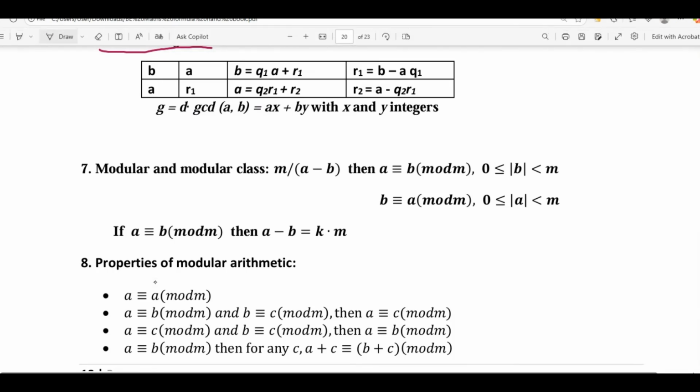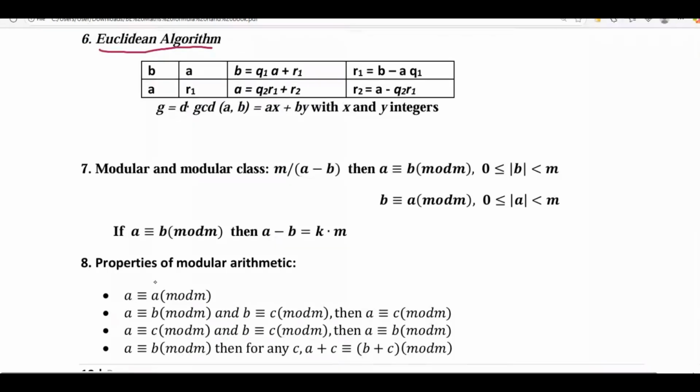You have b = q1 a + r1, a = q2 r1 + r2, where r1 = b - a q1, r2 = a - q2 r1, where g will be d = gcd(a, b) = ax + by, with x and y as integers.